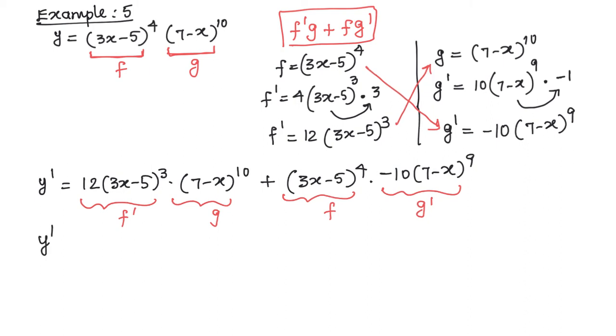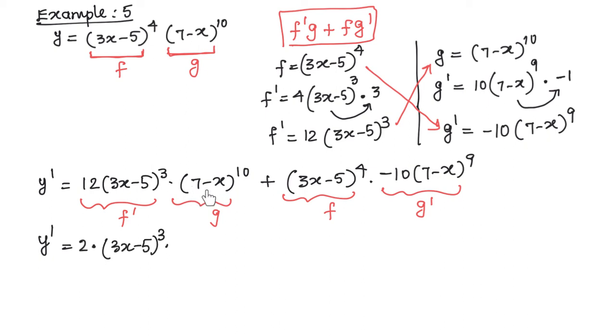So first compare this 12 and negative 10. Both will have common factor 2. So 2 is a GCF. Okay. And the term both has this factor 3x minus 5. Look at the exponent. So take the one with the lowest exponent. That will be the GCF. So 3x minus 5 cube.